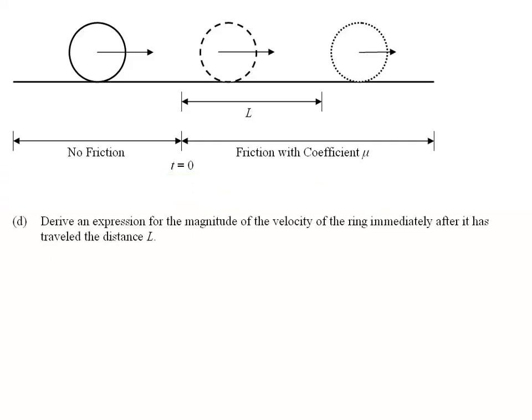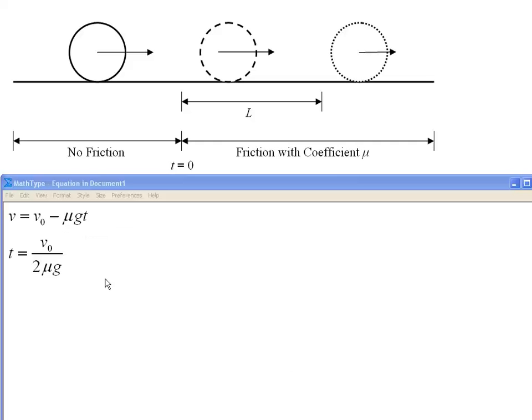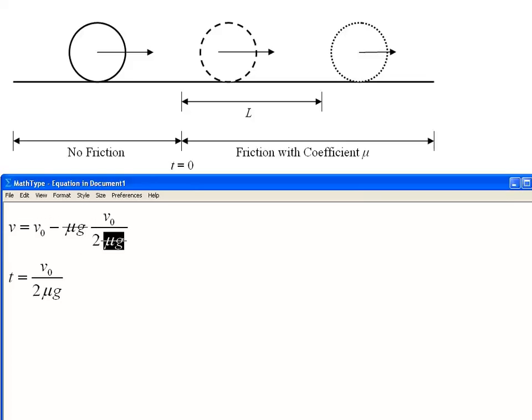Part D of this problem asks us to derive an expression for the magnitude of the velocity of the ring immediately after it has traveled the distance L. So we can take the expression that we derived for the velocity and the expression that we derived for the time and simply substitute the time into the velocity equation. This gives us v equals v naught minus mu g times v naught over 2 mu g. Notice that the mu g's cancel out. V naught minus a half of v naught is simply a half of v naught, divided by 2, and this is the expression that we're looking for.